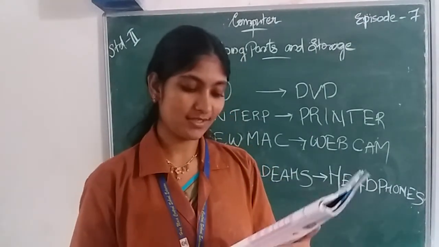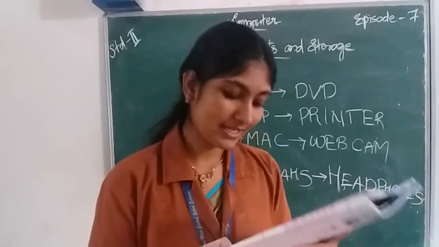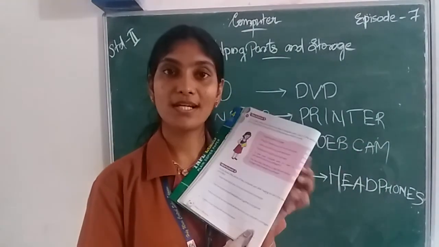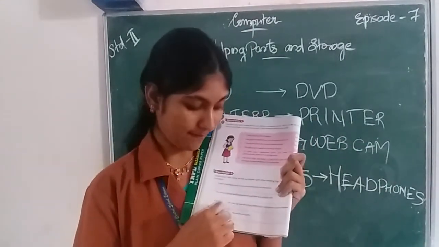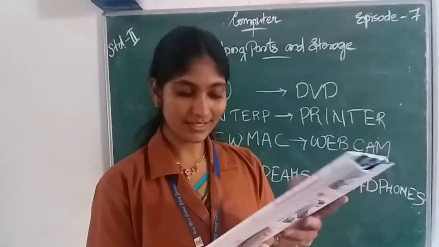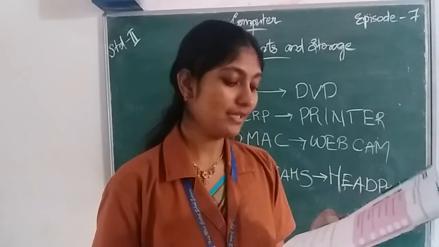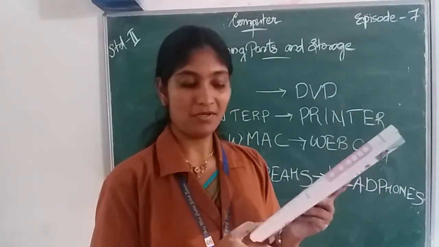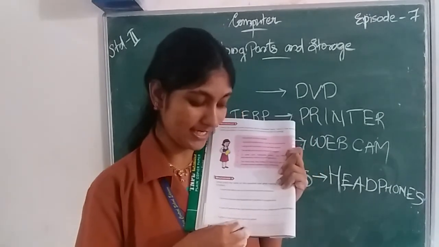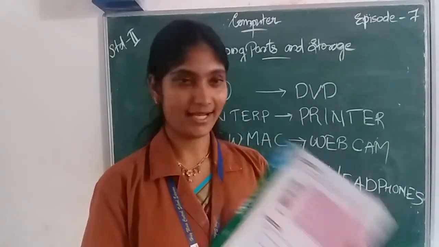Then third question, a type of camera that can be attached to your computer to share images. So what is that camera? Webcam. So you have to write webcam on the third line. Then fourth question, it prints your computer work on paper. So what is that device? Printer. So write printer on this line.